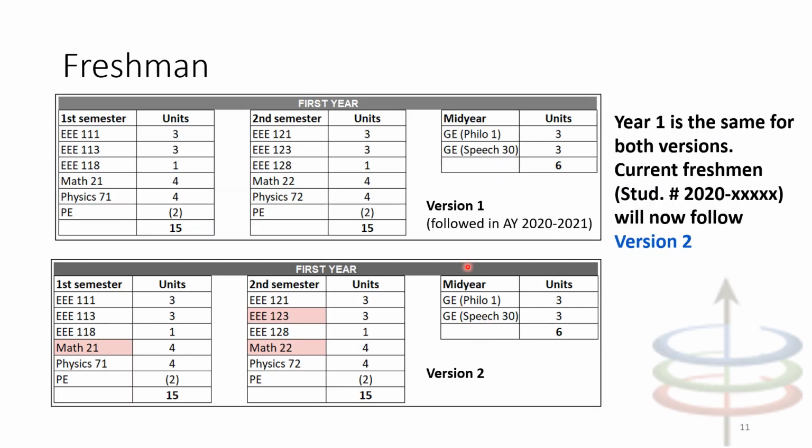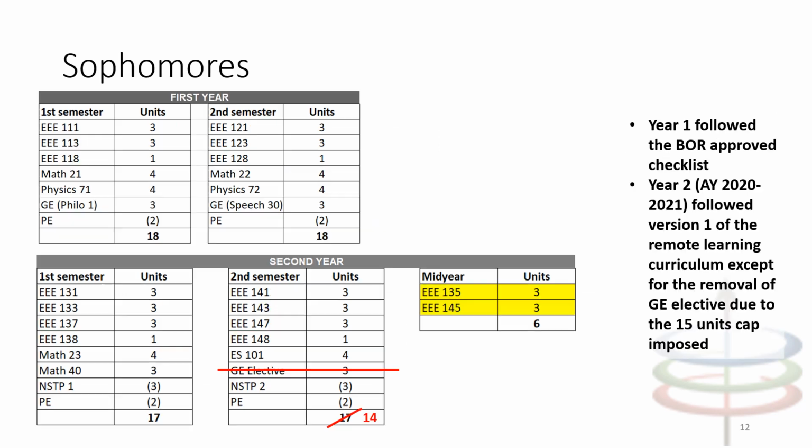So what does this version 2 mean to you as current students? For freshmen, if we look at the checklist of version 1 and checklist of version 2, they are actually the same. So the freshmen will now be following version 2.